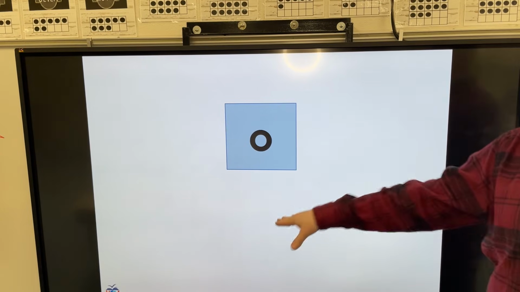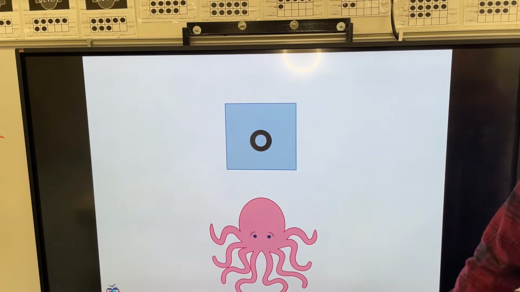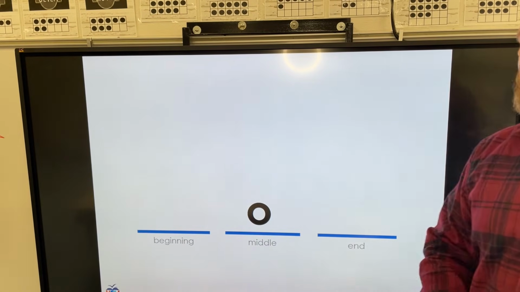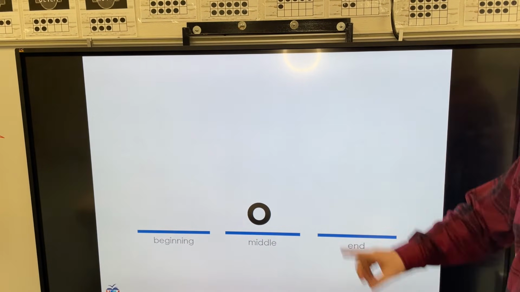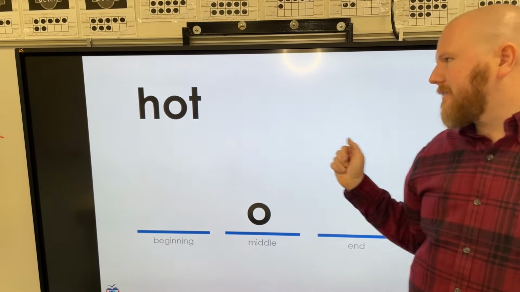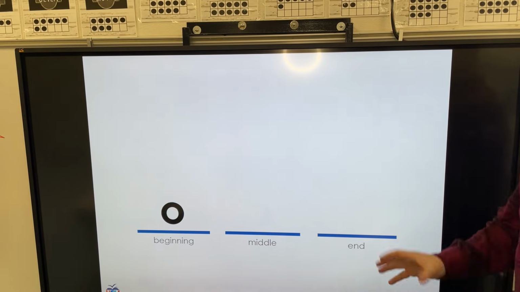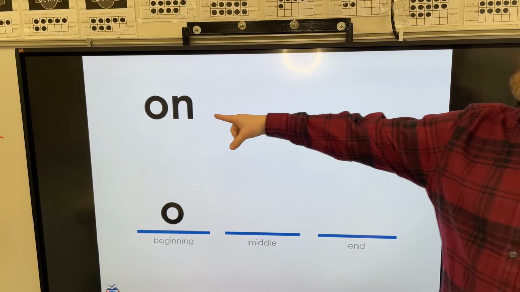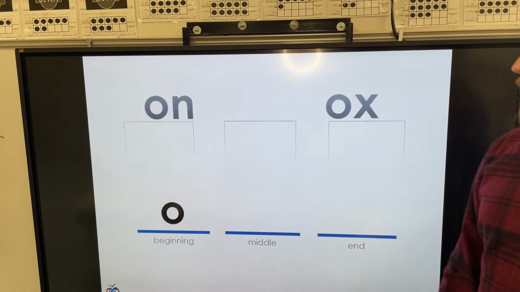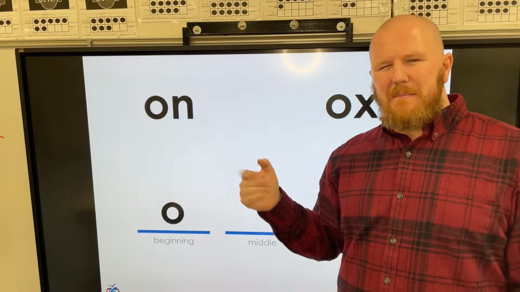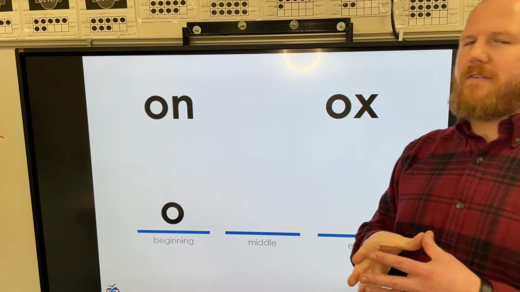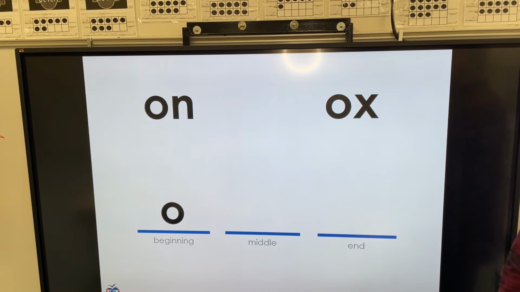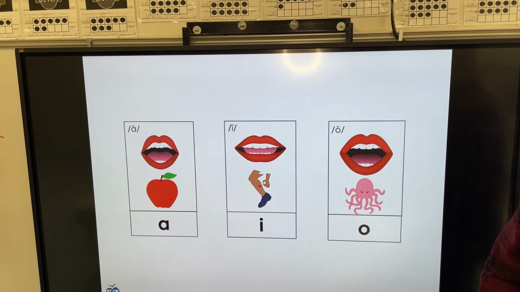Okay, and then the last one we're going to be talking about is O. So O, like octopus. You'll see it mostly in the middle of CVC syllables, like in words like hot and mop. But you'll also find it at the beginning, like words on and ox, because there's a consonant at the end, it makes its short vowel sound. So the short vowel comes before a consonant in a syllable. So anywho, these are our short vowels.